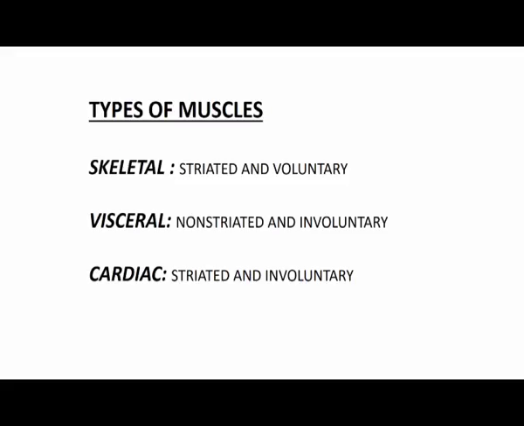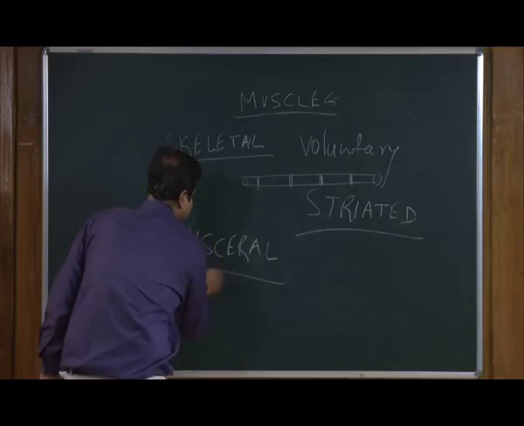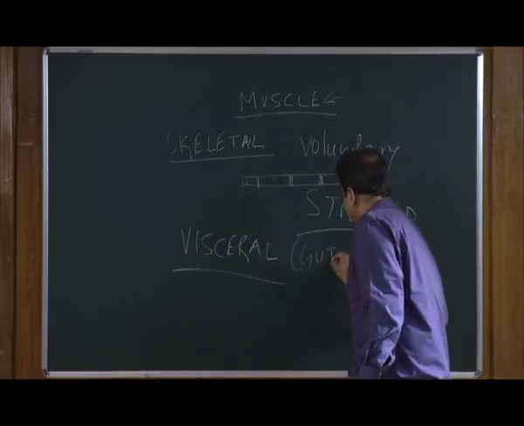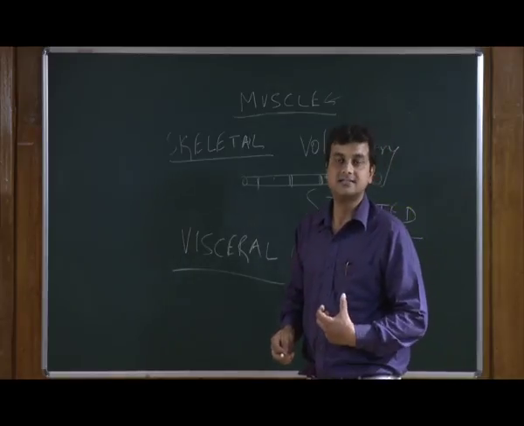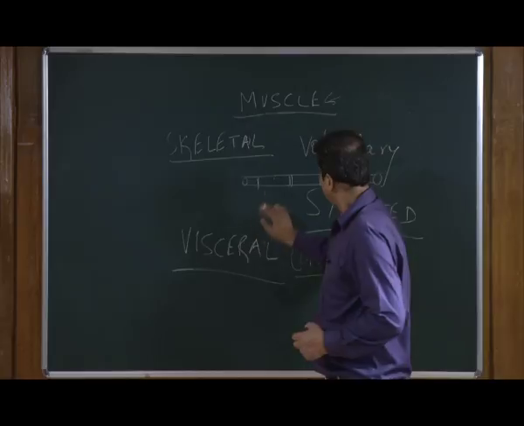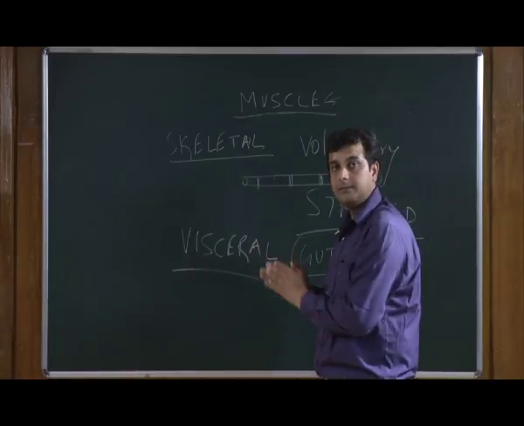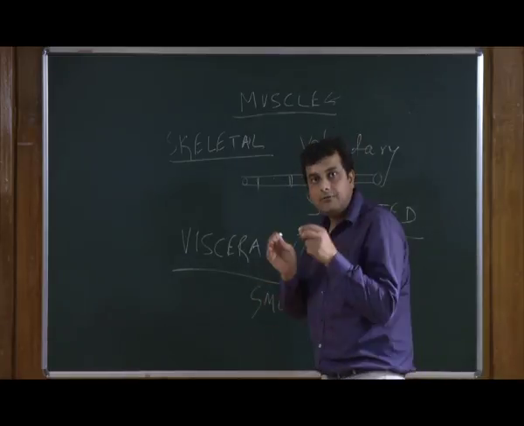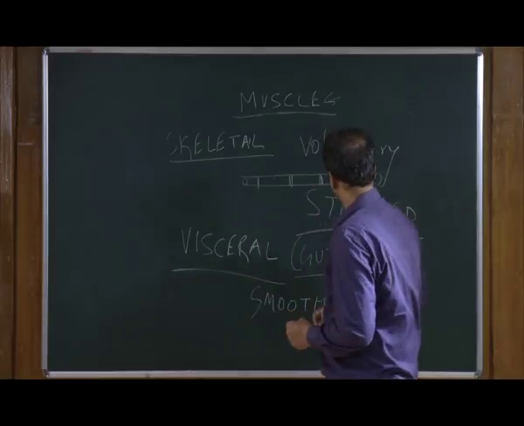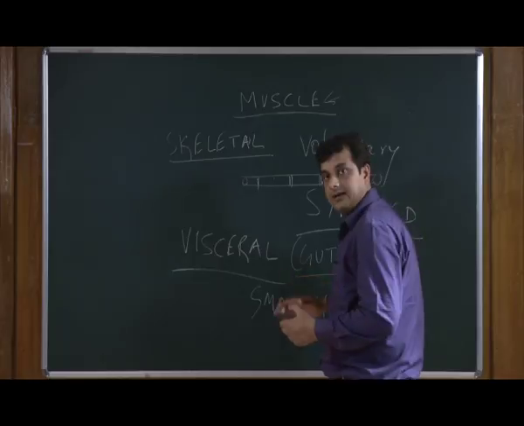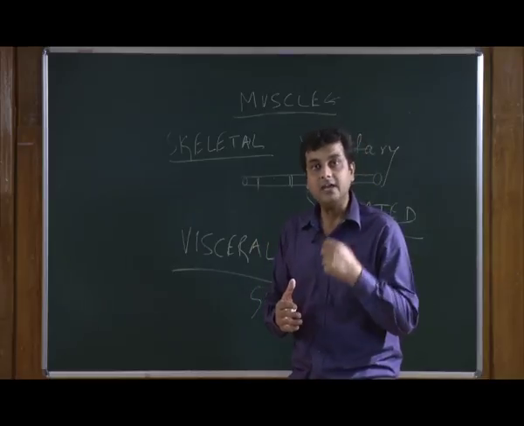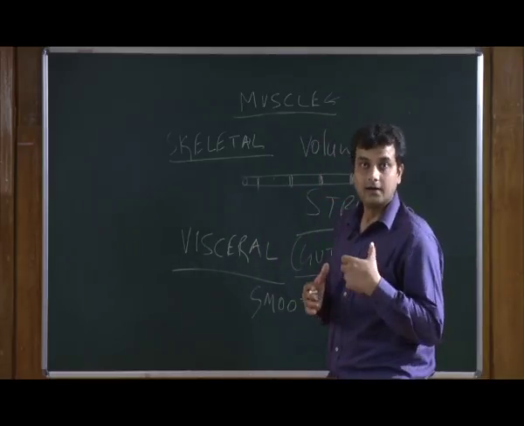The second one, which is different from skeletal muscle, is called visceral. Visceral stands for stomach; anything related to the gut, we call visceral. Gut means the gastrointestinal cavity. These muscles do not have a strip in between, so they are smooth in nature. They do not have any kind of demarcation. And the second important property: since these are visceral and inside the gut, they are not under our control. So, they are involuntary in nature.